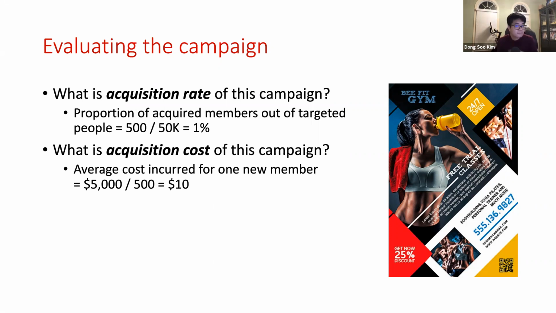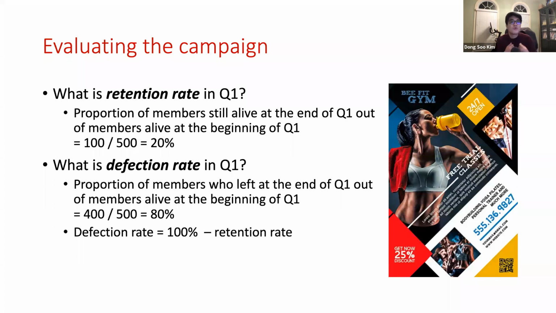However, many of the new members seem to quit so quickly. And how to quantify this? We usually compute retention rate and defection rate. These two metrics describe the same thing. The difference is which group of people the metric focuses on.